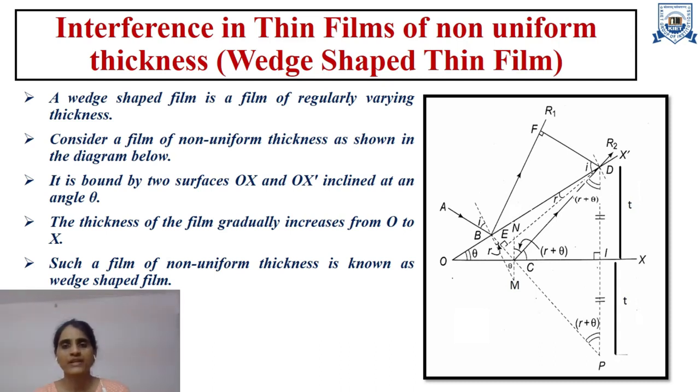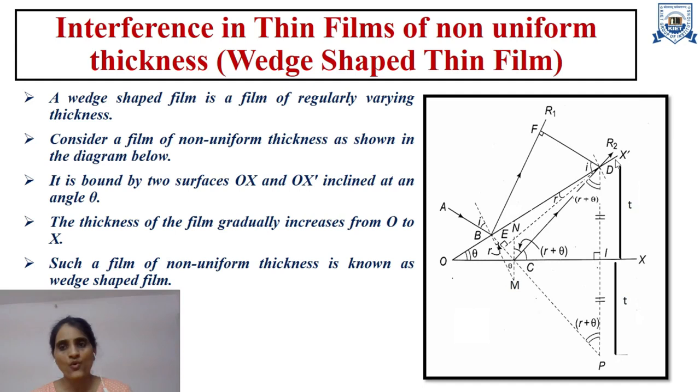Non-uniform means that if we consider two planes over here, plane OX dash and OX, if these two planes are inclined at an angle theta, then this forms a wedge shaped structure where the two ends of the surface meet at a point O, and at that point the thickness is 0, and as we move away from this point of contact of these two plane surfaces, the thickness of the film gradually goes on increasing.